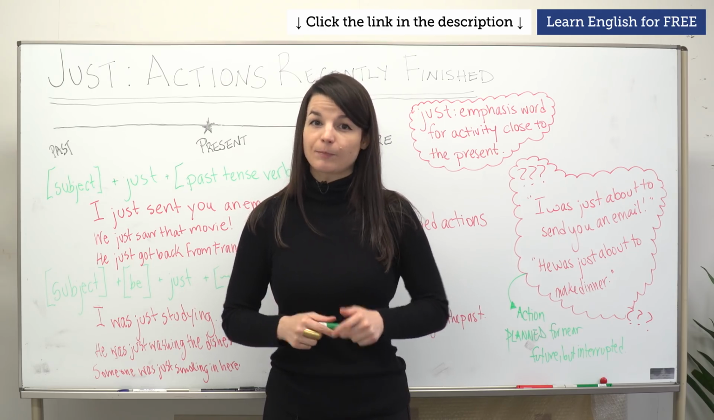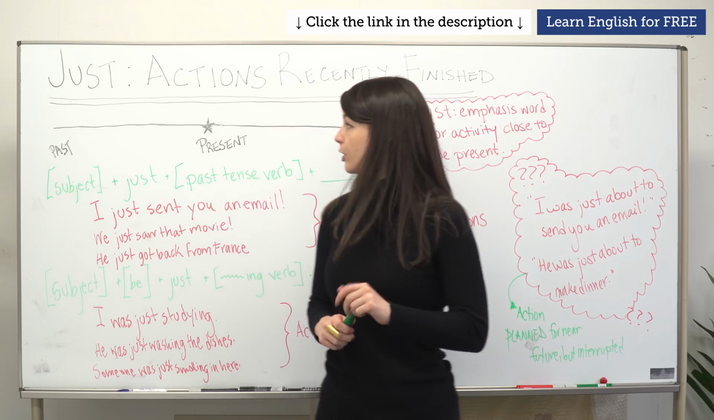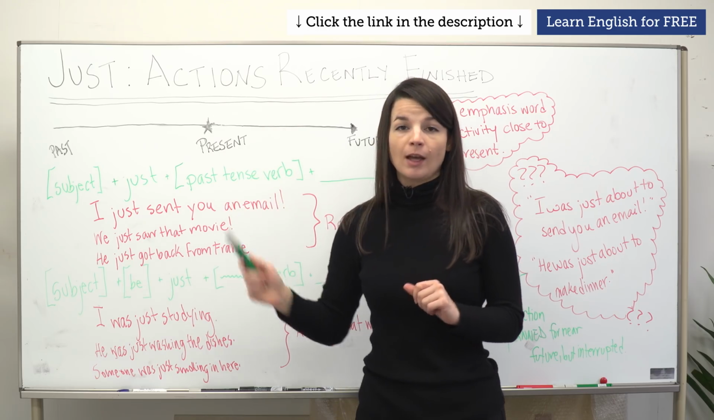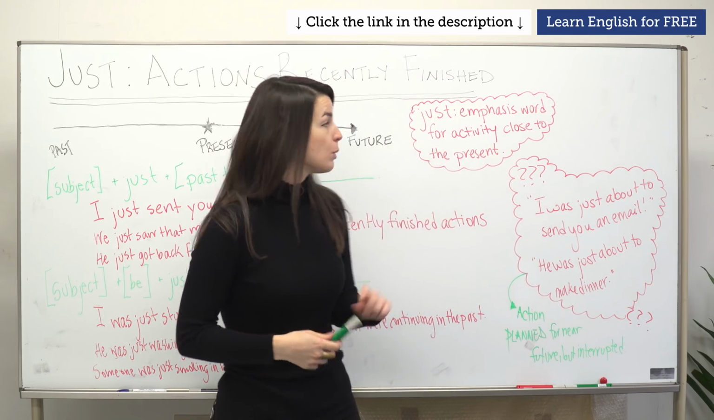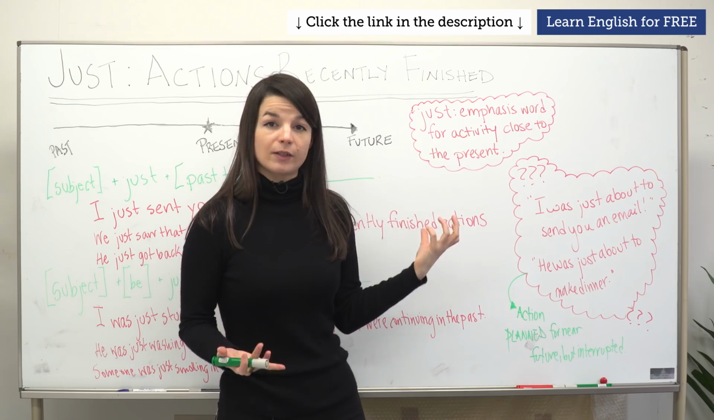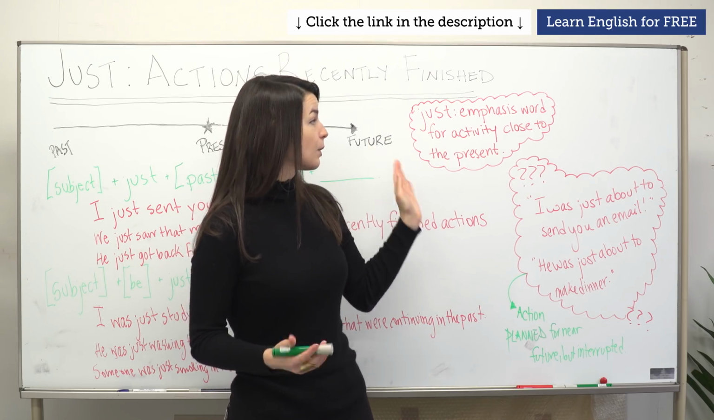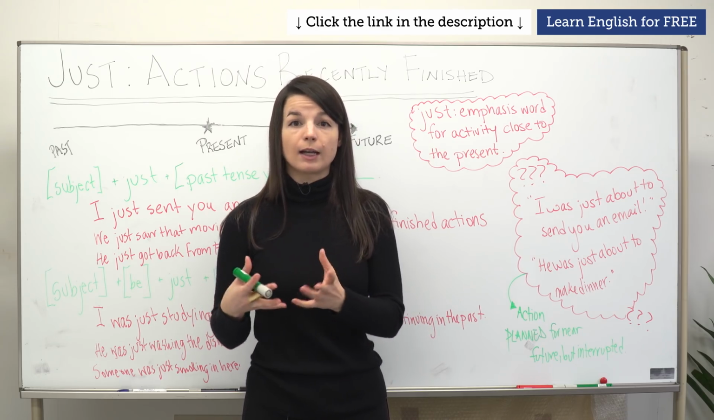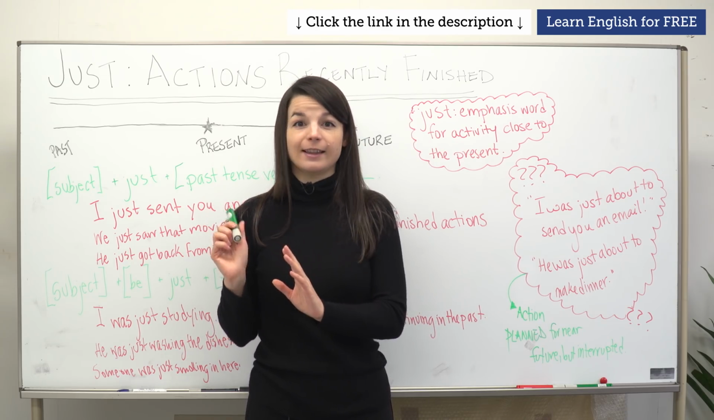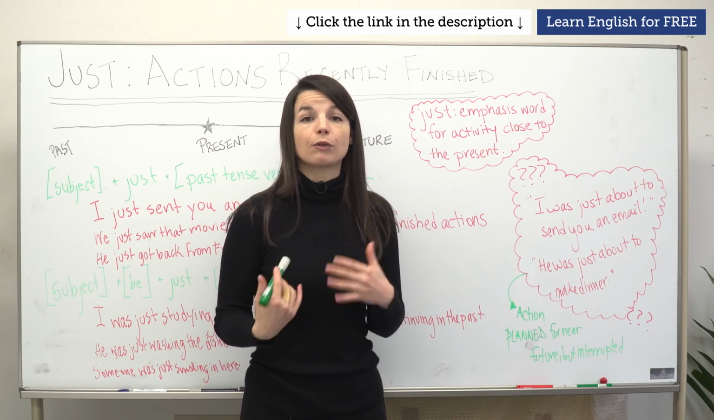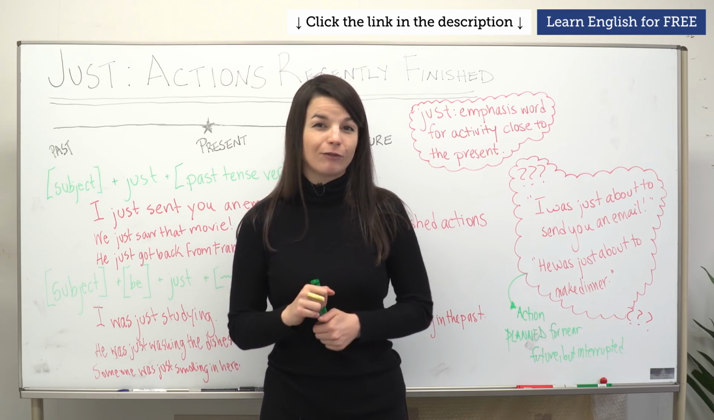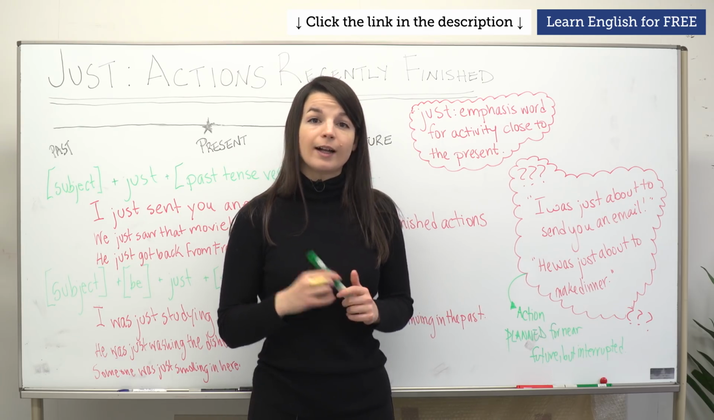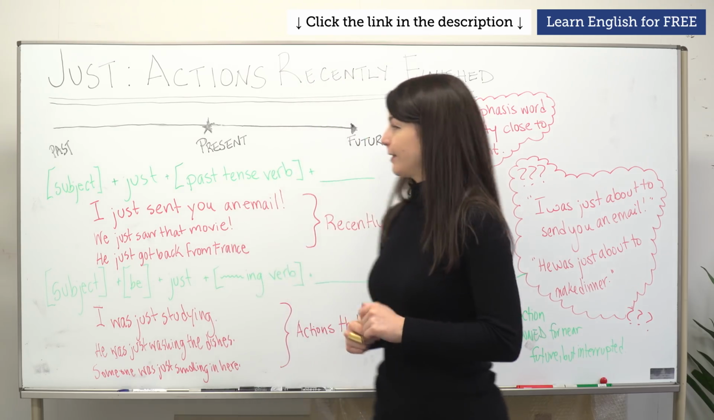So, for this lesson, I'm going to use a timeline from past to future with a point in the present. Also, just a reminder to review, we use the word just as an emphasis word for this lesson, an emphasis word for an activity that's close to the present, something that happened close to the present time, in the past in this case, but we can also use it for future actions. You can check a different video to see the word just used for future actions. So let's take a look at today's points then.